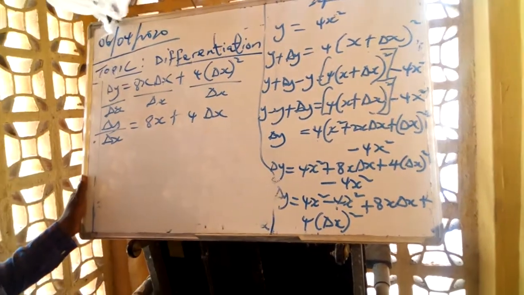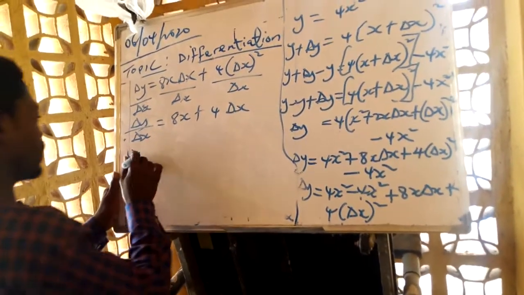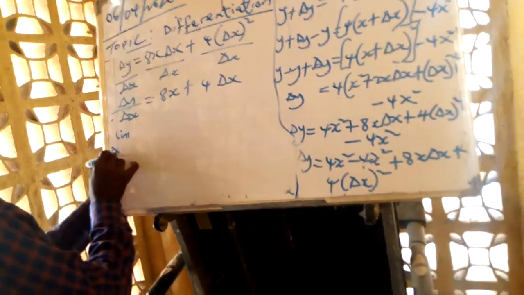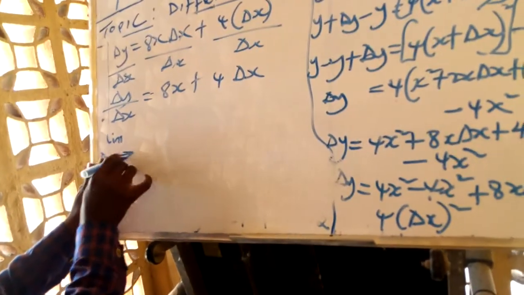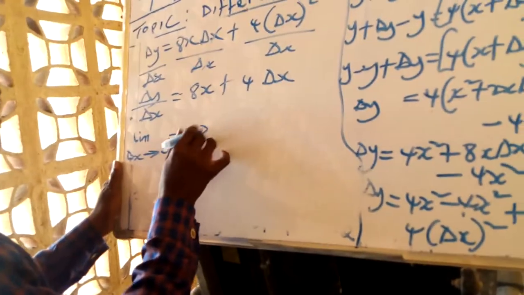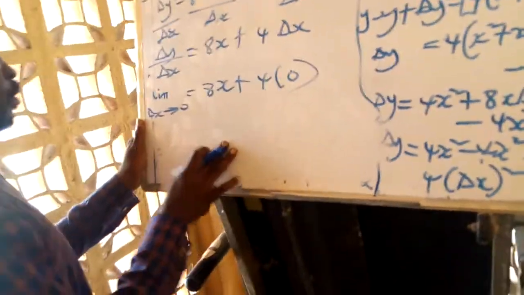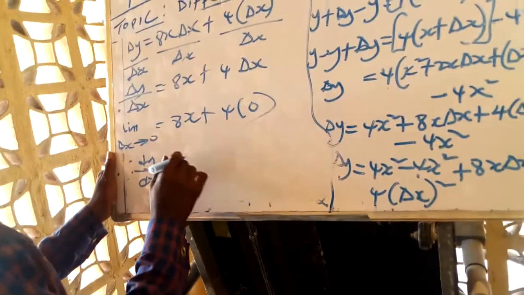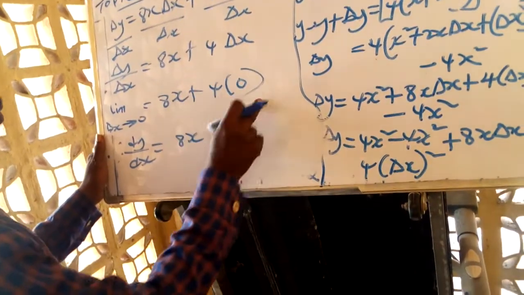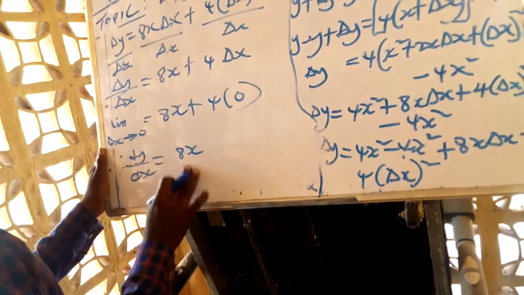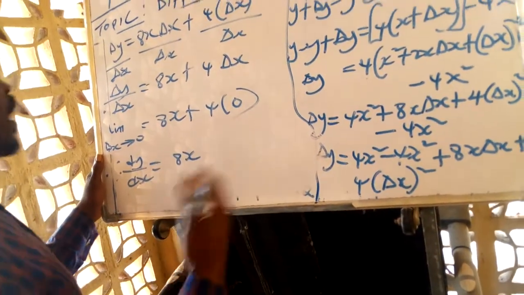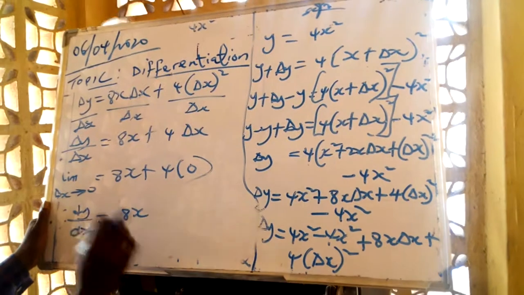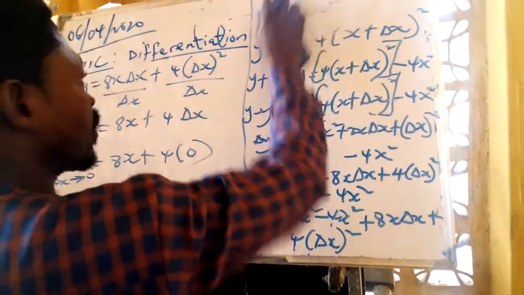Now see as the limit. We talked about limiting values in the last class, so I believe all this jargon shouldn't be an issue. So as the limit of delta x, not x, delta x tends to 0, you come to discover that 8x plus 4 open bracket 0. So you now say therefore dy over dx equal to 8x plus 0, and anything plus 0 is taken as that particular number. Our final answer is 8x. So that simply means that when you find the derivative of 4x squared, your final answer is 8x.